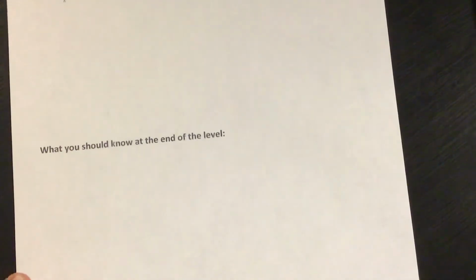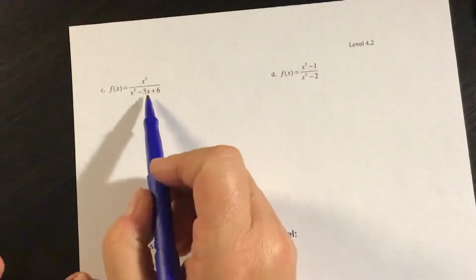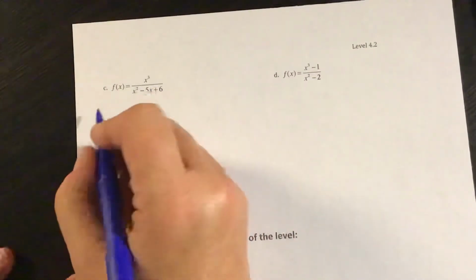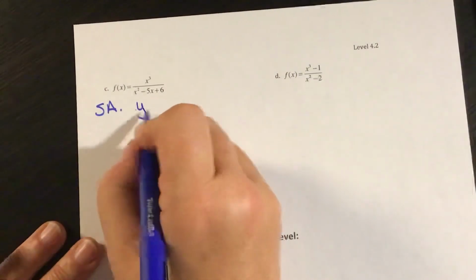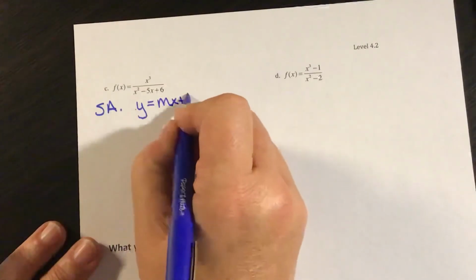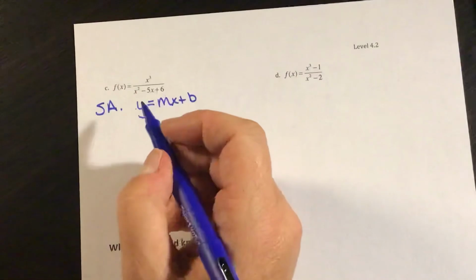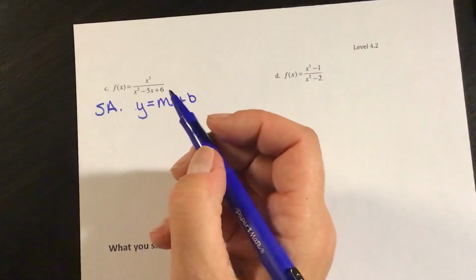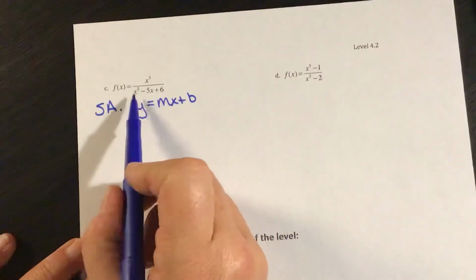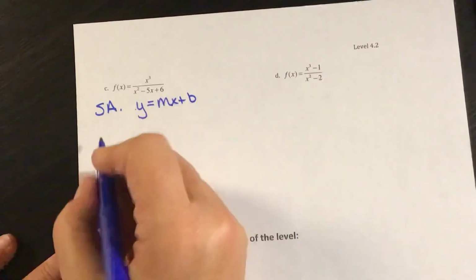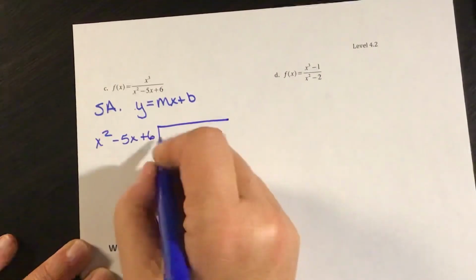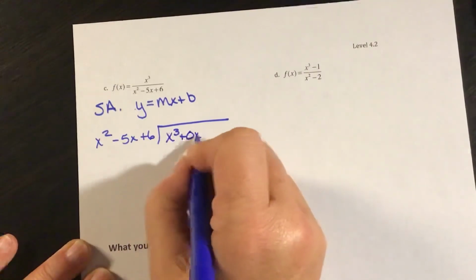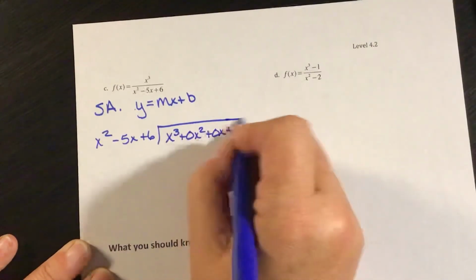Looking at part C, I have the top is bigger by 1. So this one is going to be a slant asymptote. And to find out the equation where we have y equals mx plus b, I need to do my long division. All right, synthetic division doesn't work here because I don't have an x plus something or x minus something. So I'm just going to do x squared minus 5x plus 6 into x to the third plus 0x squared plus 0x plus 0.